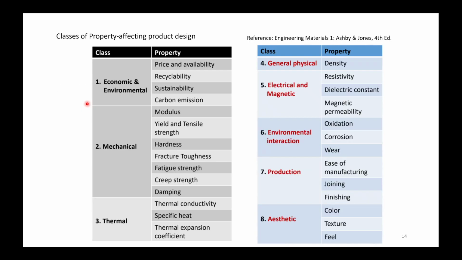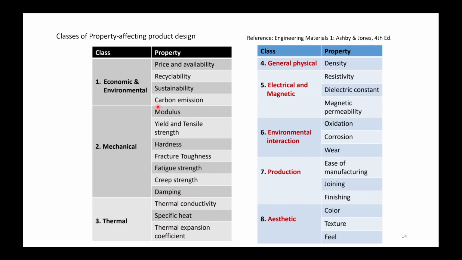Now these properties can be divided into certain classes. So, classes of property affecting product design. The first class is economic and environmental class. In this, the properties are price and availability, recyclability, sustainability, carbon emissions. With global warming and a lot of carbon emission related to it, nowadays we give a lot of importance to these properties.